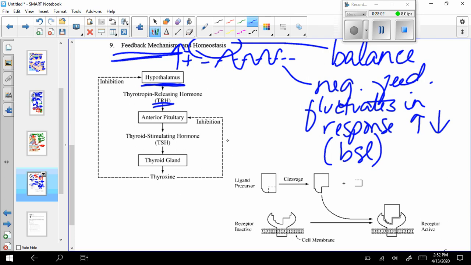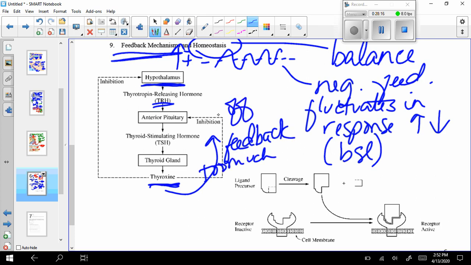Thyroxine will eventually inhibit this if it makes too much. So whenever you have like an ending product that can turn it off, that is a great example of feedback. So if you have too much, you want to turn this off. So inhibition means turning it off.